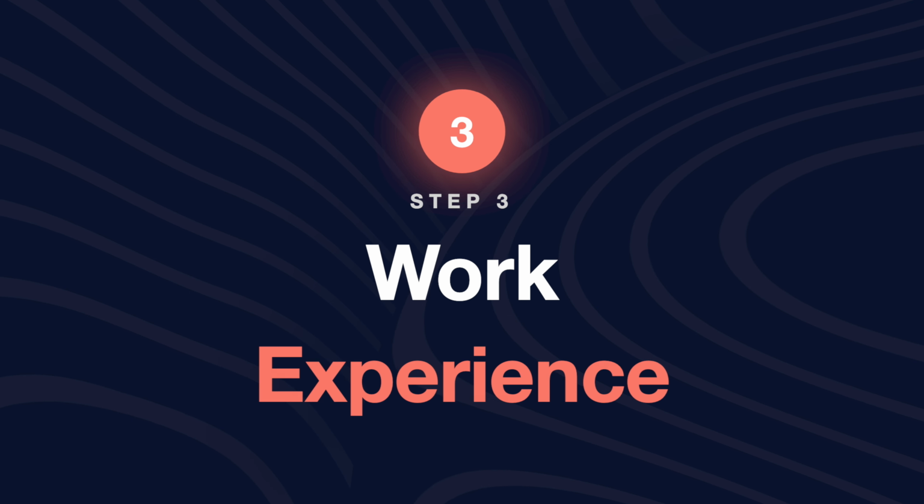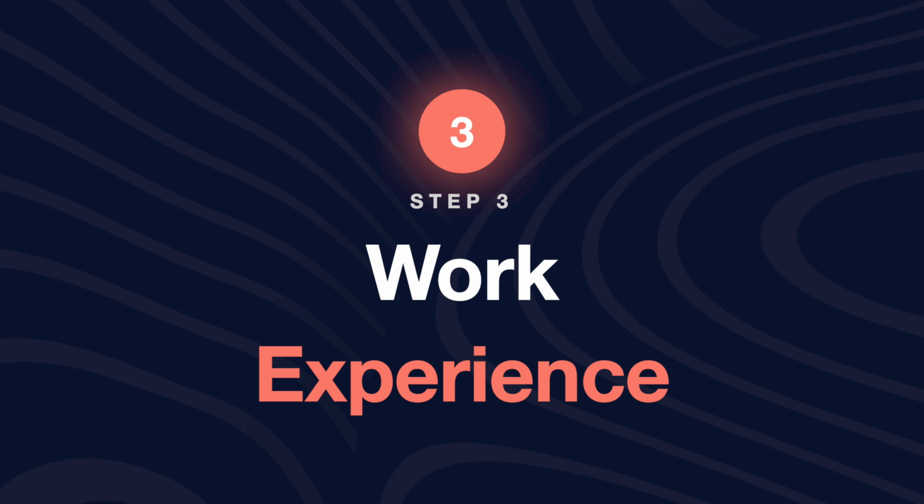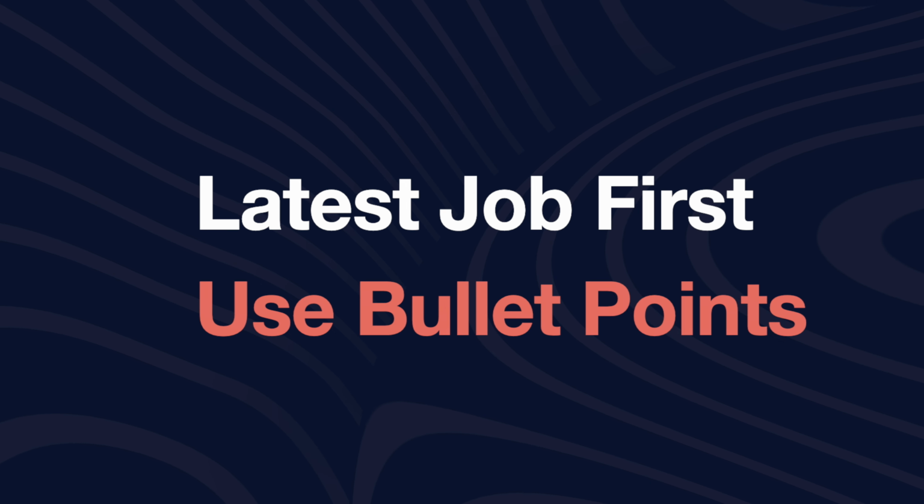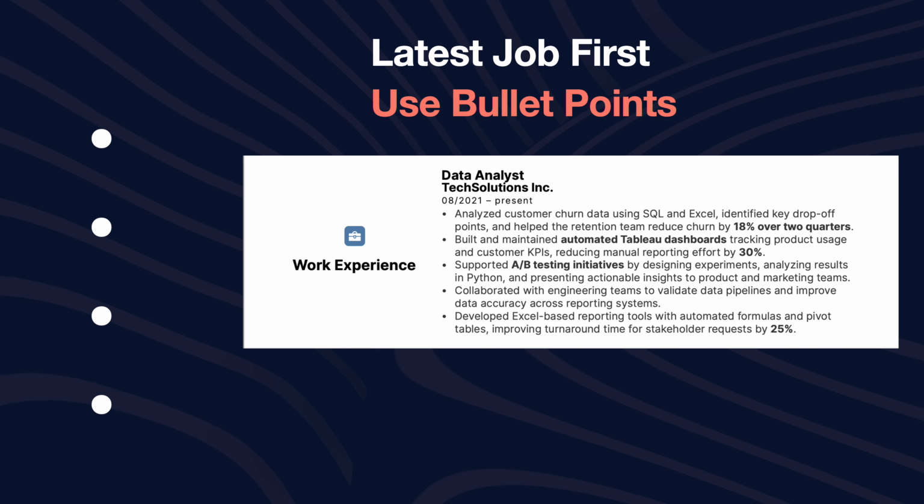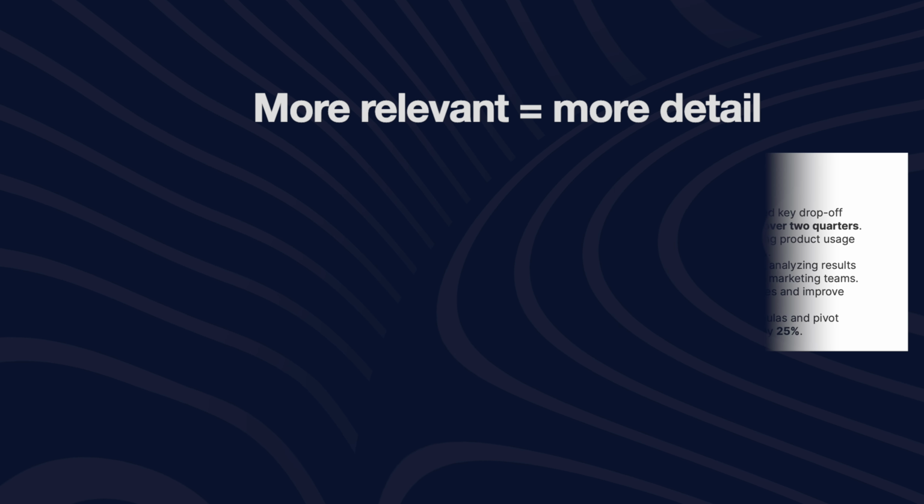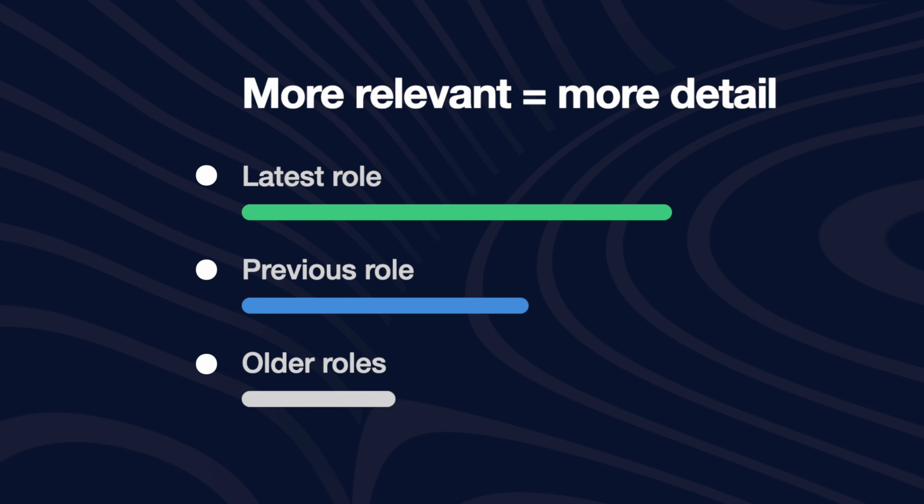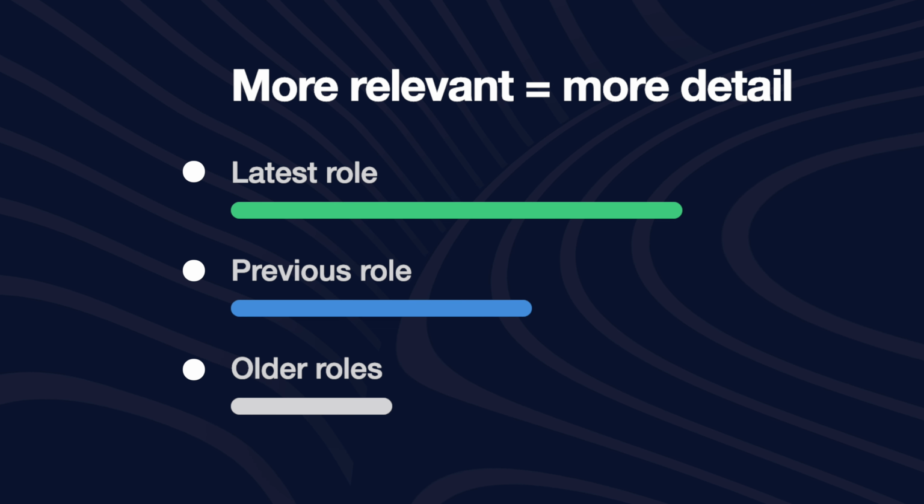Step 3. Work experience section. This section should go from your latest job working backwards. And under each job, use bullet points. Usually the older the job, the fewer the bullet points needed. Your latest and most relevant roles should get the most space. Older jobs don't need as much detail, especially if they're less relevant.